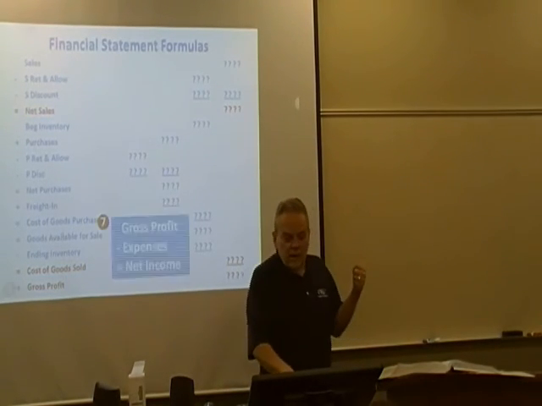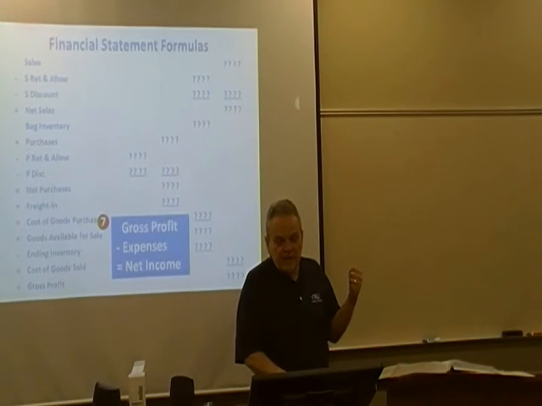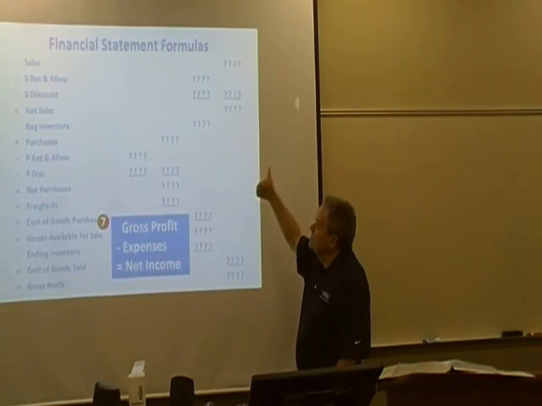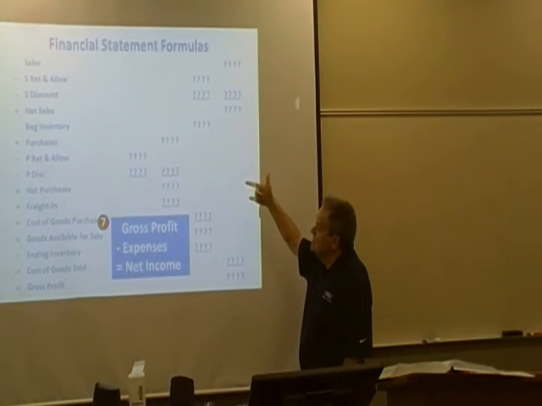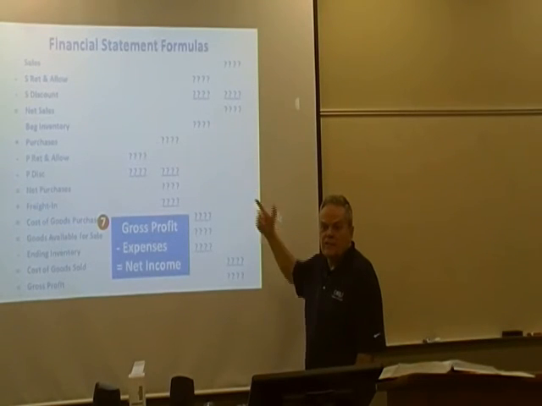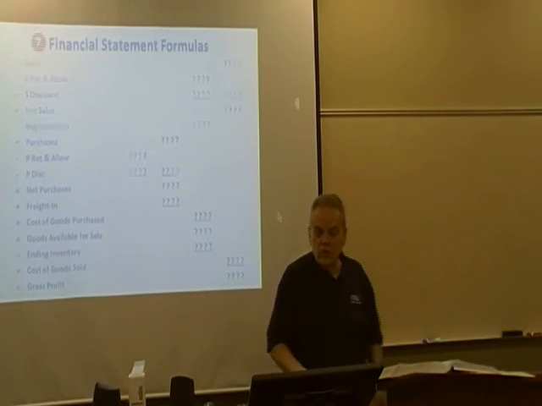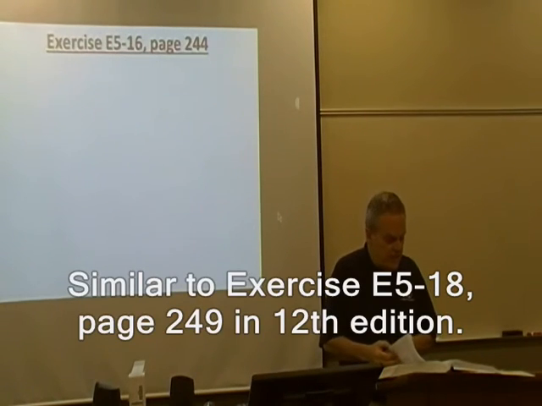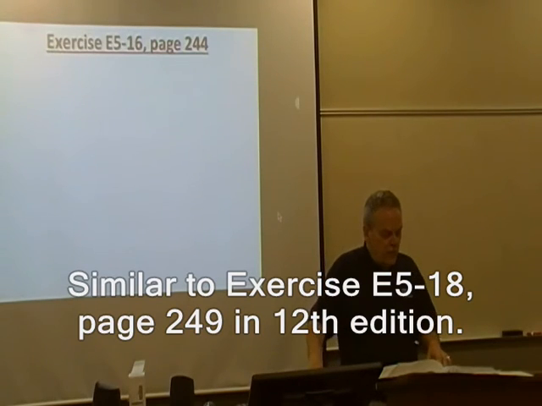So that's the seventh one. I've got a number. Net sales, net purchases, cost of goods purchased, goods available for sale, cost of goods sold, gross profit, net income. Seven financial statement formulas that you ought to know. Let's put them to good use. Turn with me to 516. It's on page 244.